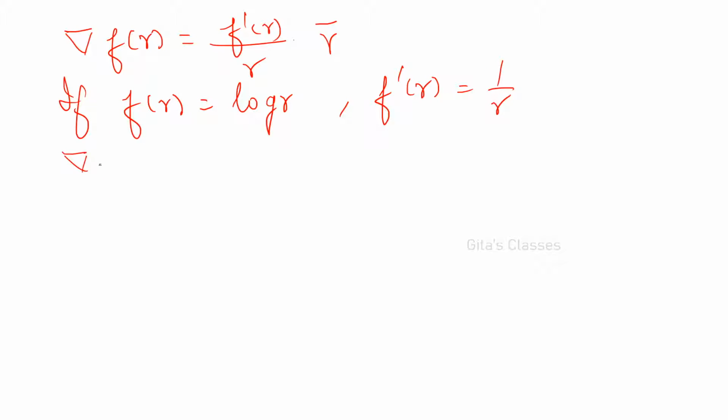Therefore, if you substitute, del of log r will be f dash of r, and f dash of r is 1 by r. Already we have 1 by r here. So it is 1 by r squared into r bar. Similarly, you can replace any other functions also.